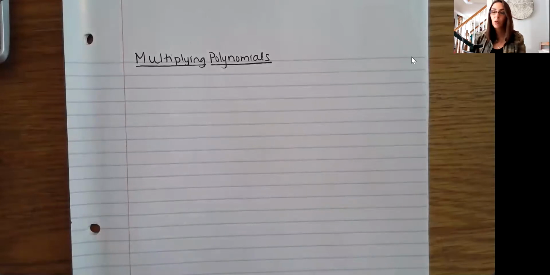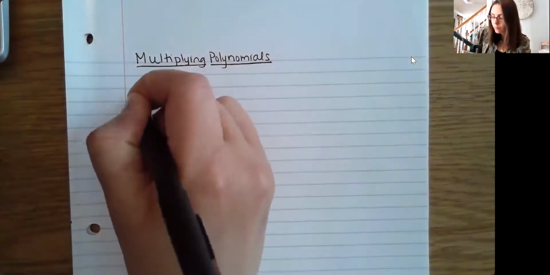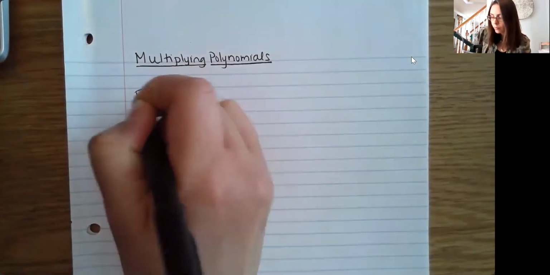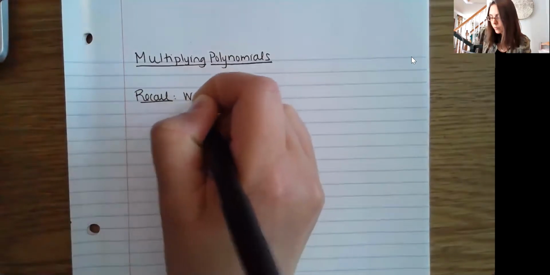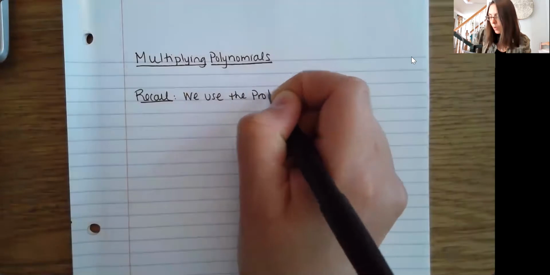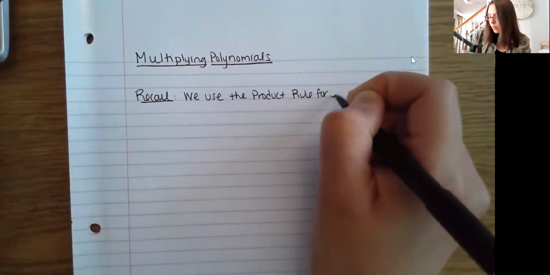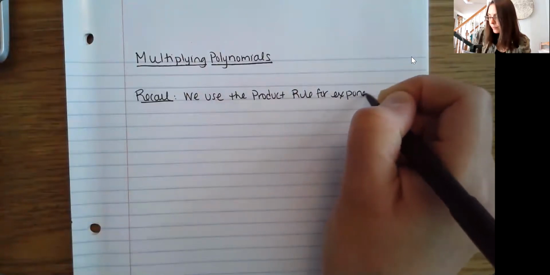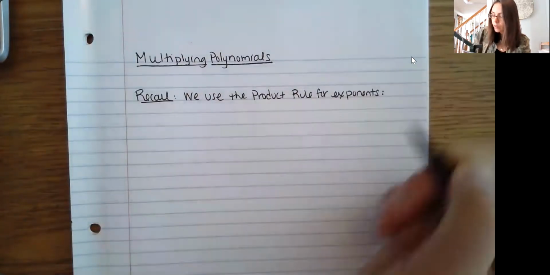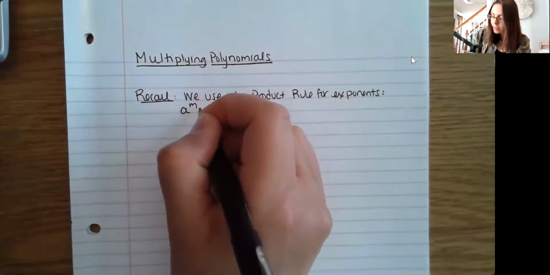All right, so for multiplying polynomials, the best thing to do is to really just do a whole bunch of examples. So one thing we want to note here is that when we multiply polynomials, we use that product rule for exponents.